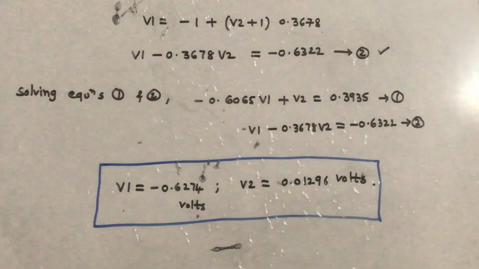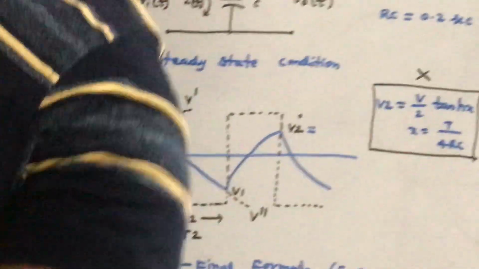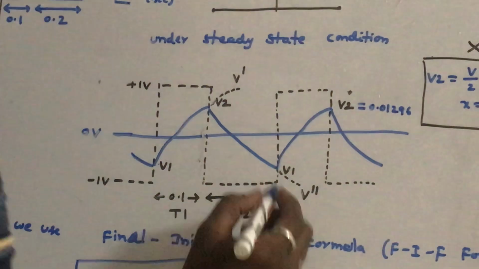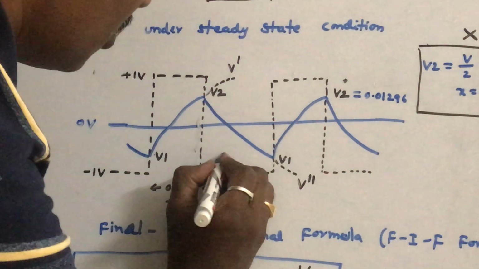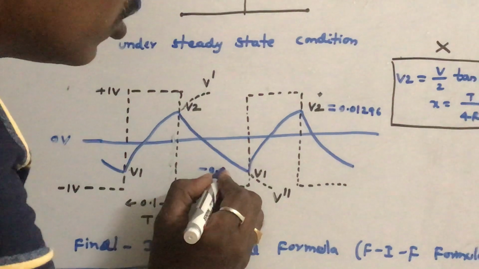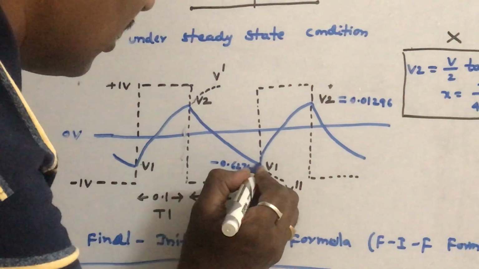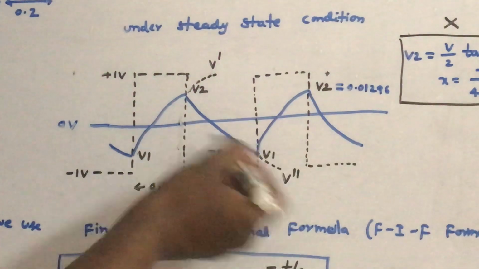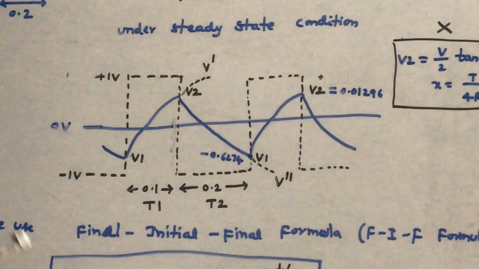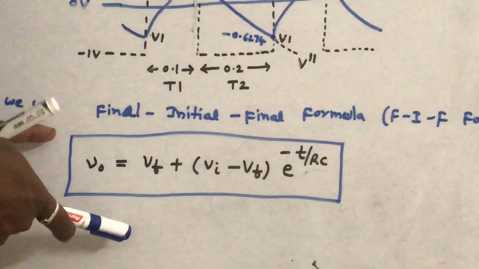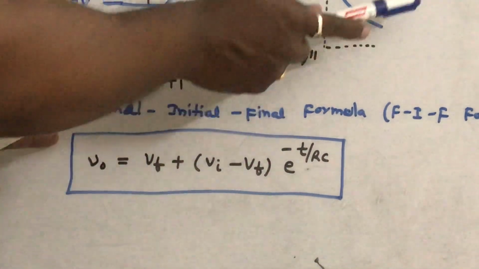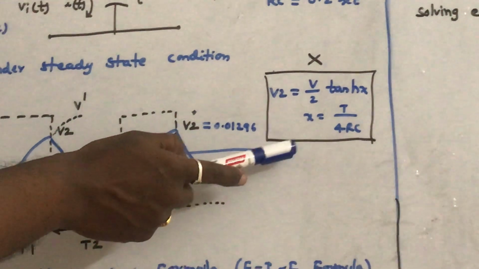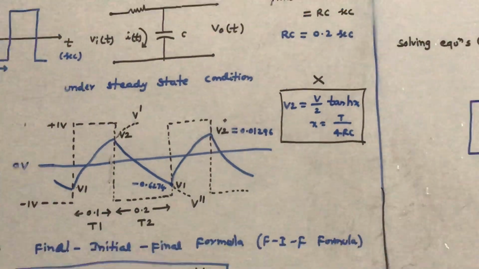Now, if you want, you can mention these values in the waveform also. This voltage is 0.01296, and what is V1? Minus 0.6274. So this is the voltage V1 and this is V2. These are the steady state values. This is the formula we are going to use for an unsymmetrical square wave input, and this is a very important model in the examination.